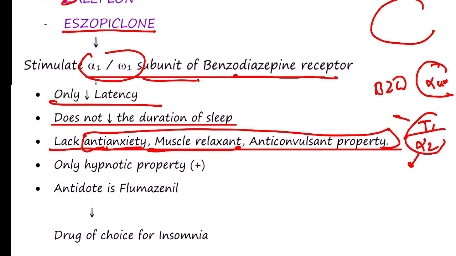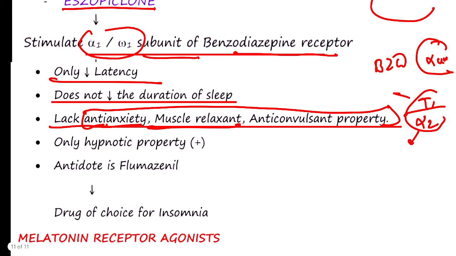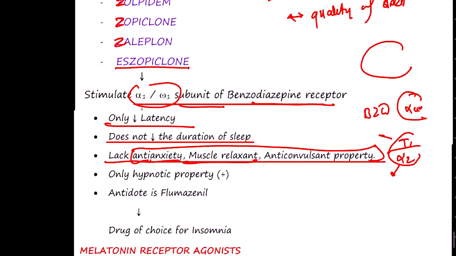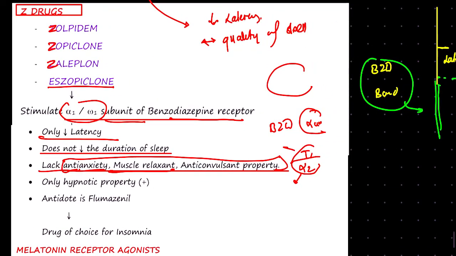Now the antidote for these Z-drugs is also flumazenil, which was the antidote for benzodiazepines. These Z-drugs are the drugs of choice for insomnia, and are excessively used nowadays. Now I would like to take you toward another thing.